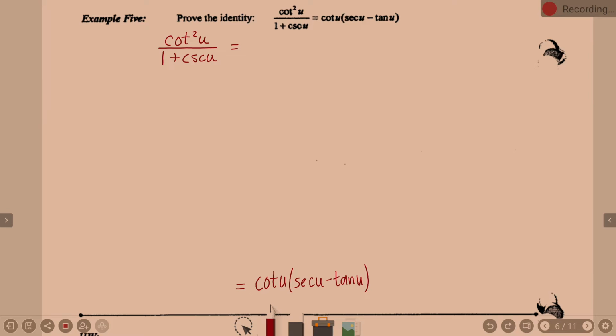Let's just stare at it for a second. Do we have to multiply by the conjugate again? Well, that's a really good question. That's what it seems like.